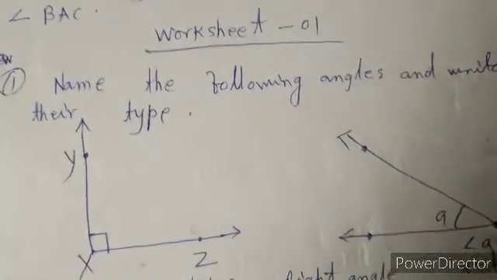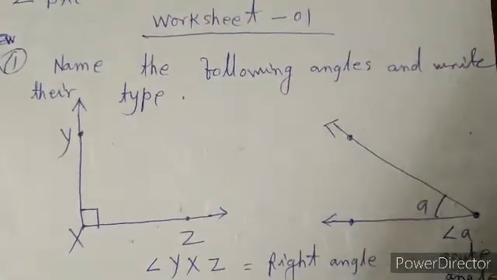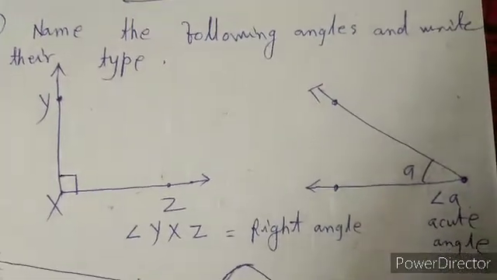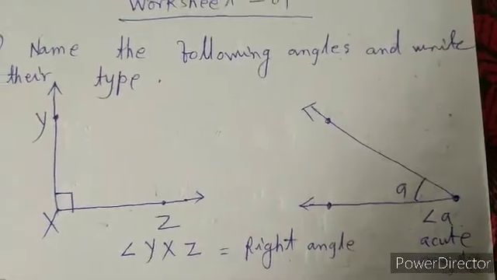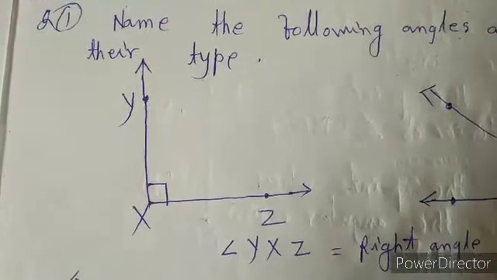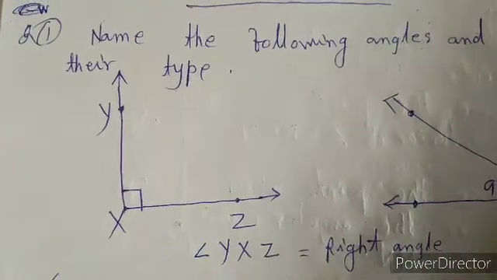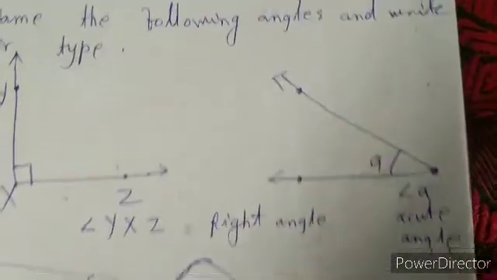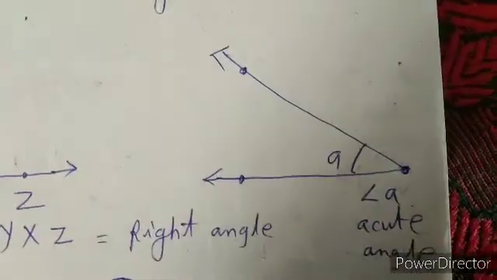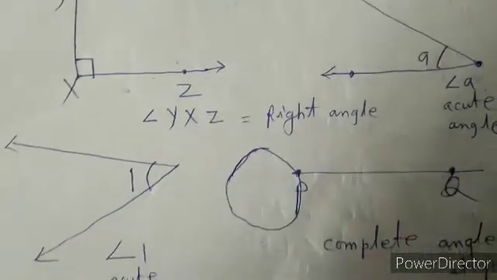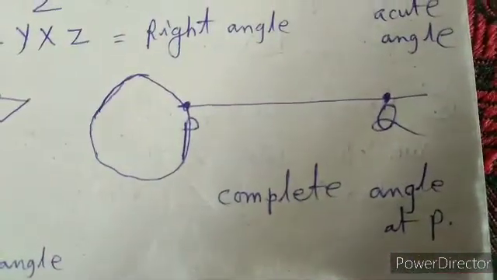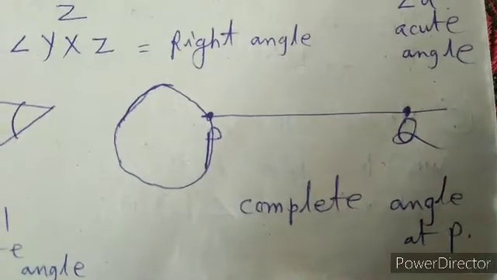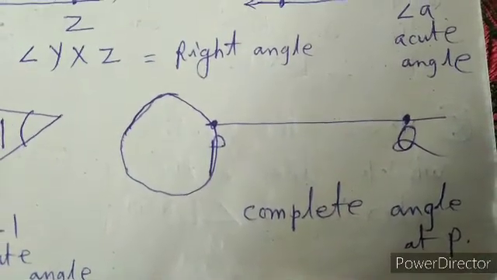Worksheet 1. First question. Name the following angles and write their type. As we observe in the first figure, the angle YXZ is a right angle. In the second figure, angle A is an acute angle because its value is less than 90 degree. In the third figure, angle 1 is also acute because its value is less than 90 degree. And in the fourth figure, the angle at P is a complete angle because its measurement is 360 degree.